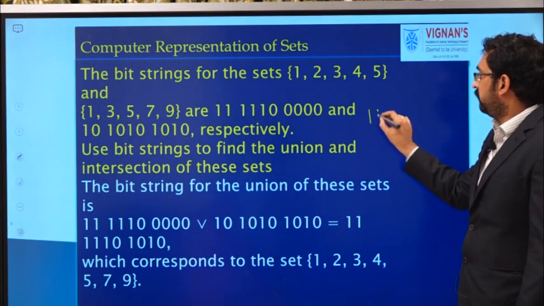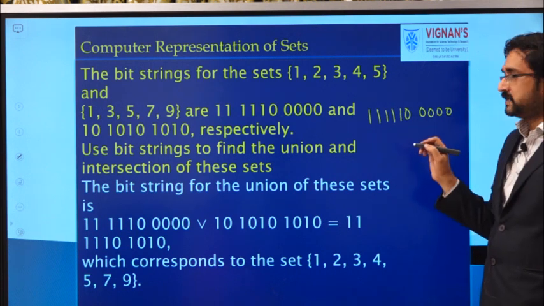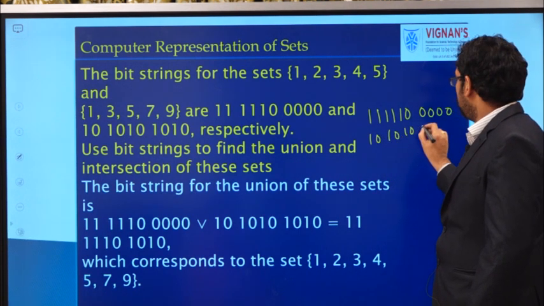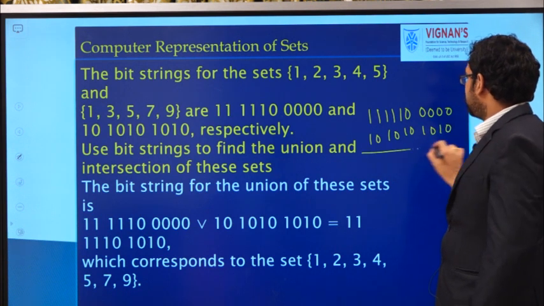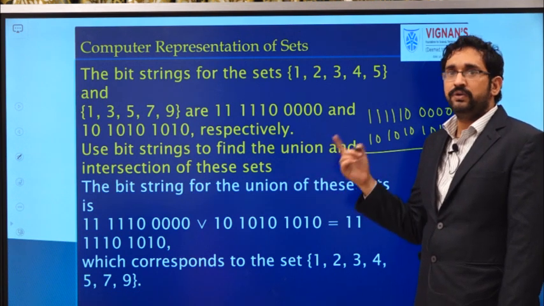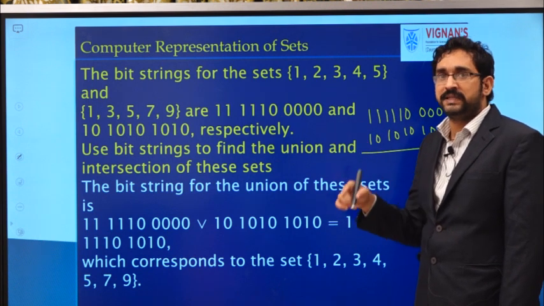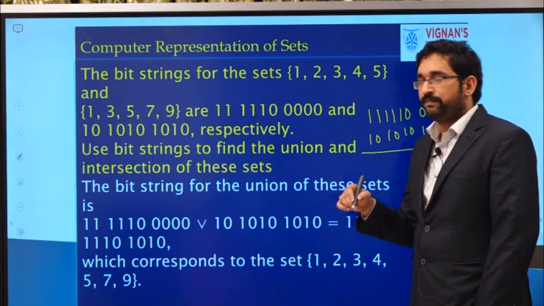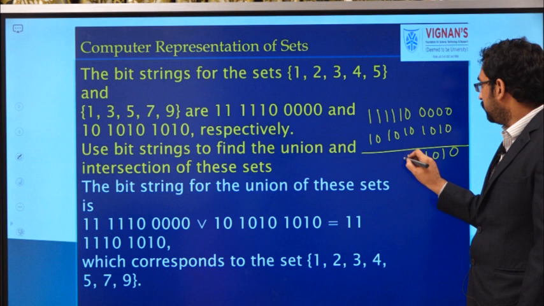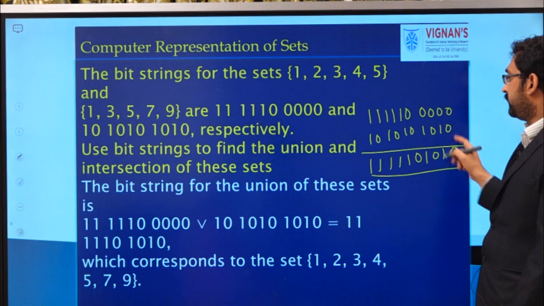So the first string is 1, 1, 1, 1, 1, 0, and four zeros. This is the first string. The second string is 1, 0, 1, 0, 1, 0, 1, 0, 1, 0. These are the given strings. For this you have to find the union and intersection. For union, we know that if at least one bit is 1, it will be 1. If both bits are 0, in that case only the union will be 0. So if you find it, 1, 1, 1, 1, 1, 0, 1, 0, 1, 0. So this is the union for the given sets.